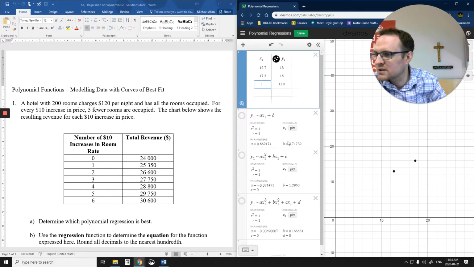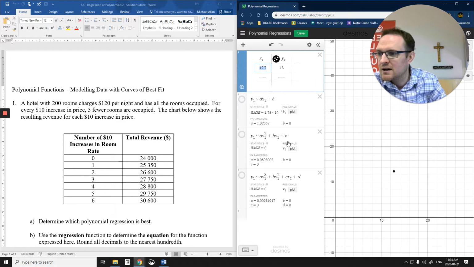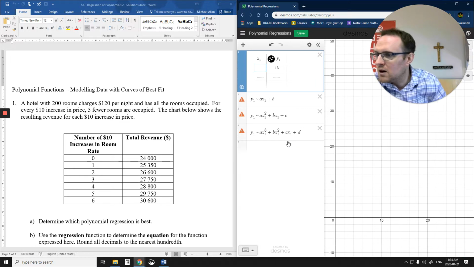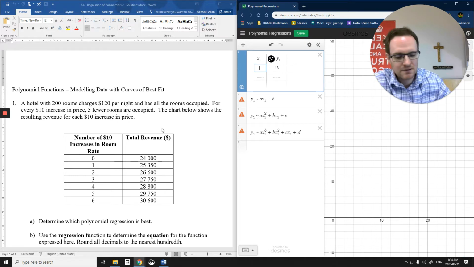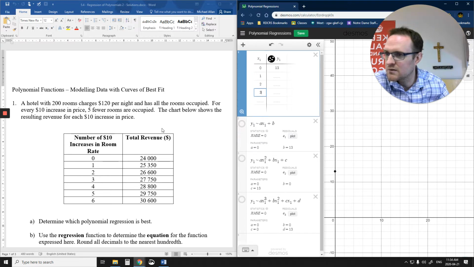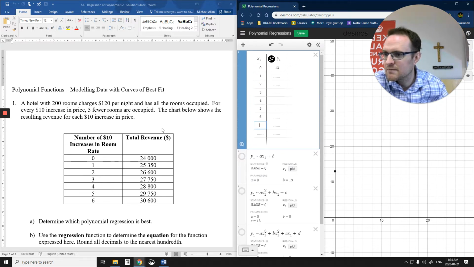over 200 rooms, charges $120 per night and has all the rooms occupied. For every $10 increase, 5 rooms are decreased. So let's put this in here. So 1, 2, 3, 4, 6. Okay, so those are increases of $10. So they're like $60 there at the very bottom.